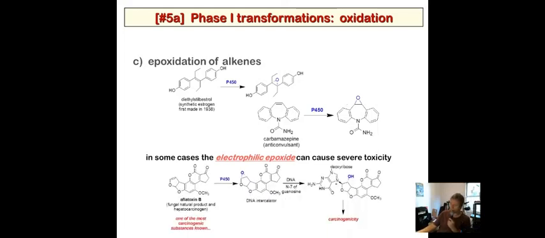Here's an extreme example of that. This is called aflatoxin B. It's a fungal natural product, a hepatocarcinogen. So this causes liver cancer. It's one of the most carcinogenic substances known. How is it carcinogenic? P450 epoxidizes this furan alkene. This is a DNA intercalator, so I think we saw camptothecin and some other DNA intercalators.